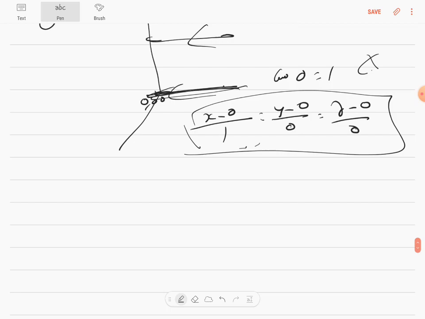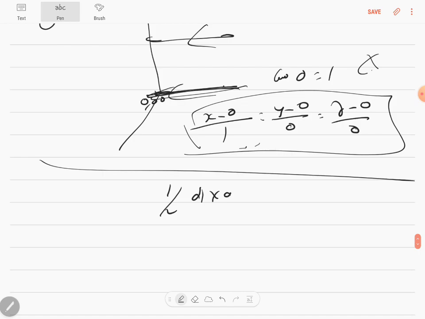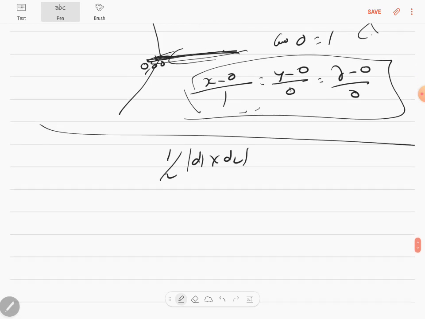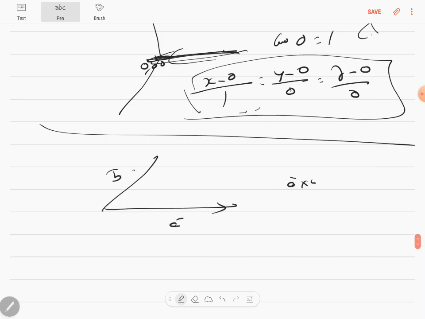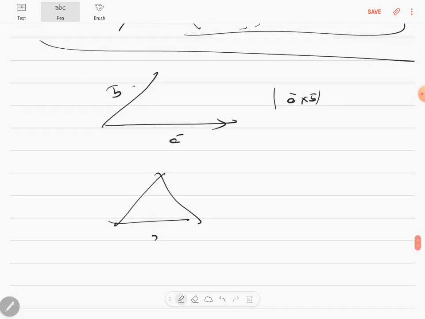What's the next question now? Find the area of the parallelogram in terms of the diagonals. You know the formula: half into the magnitude of d1 cross d2. How did you get this? First of all, if they give you a vector and b vector, the magnitude of a cross b is the area of the parallelogram. If they give you a triangle with a vector and b vector, half of the magnitude of a cross b is the area of the triangle.